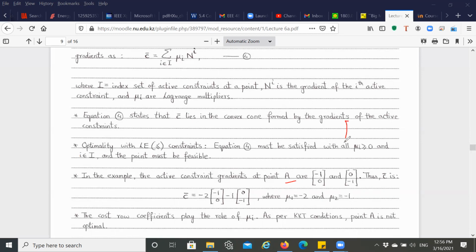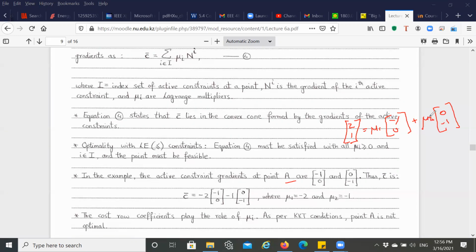So we write the cost gradient, which is what is it? 2, 1, was it? Yes. The coefficients in the objective function is equal to mu1 times the gradient at one of the constraints. So we have the first constraint, which is -1, 0, plus mu2 times the second active constraint, which is 0, -1. Right, so we're looking at point A.